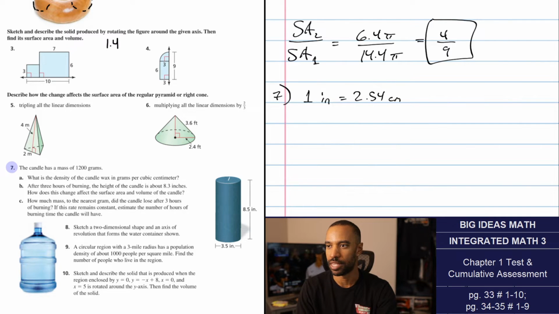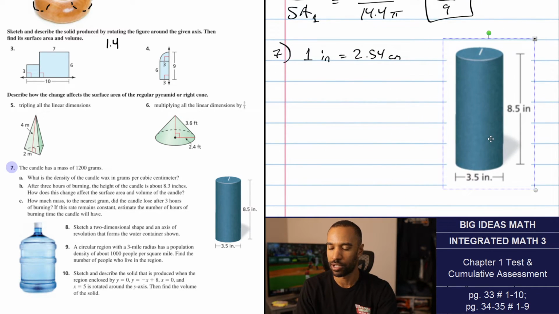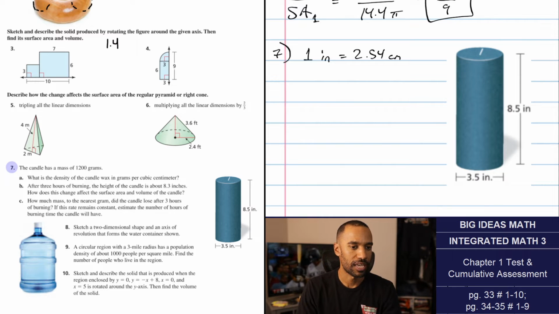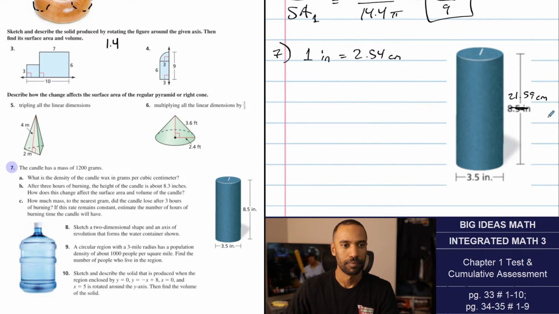I'm going to copy paste the candle, the cylinder. We're going to come up with these numbers, not as inches, but as centimeters. I'm going to do that with my calculator. What was a decimal before stays as a decimal now. 8.5 times 2.54 and 3.5 times 2.54. We are getting centimeter values of exactly, don't round it, 21.59 and 8.89.